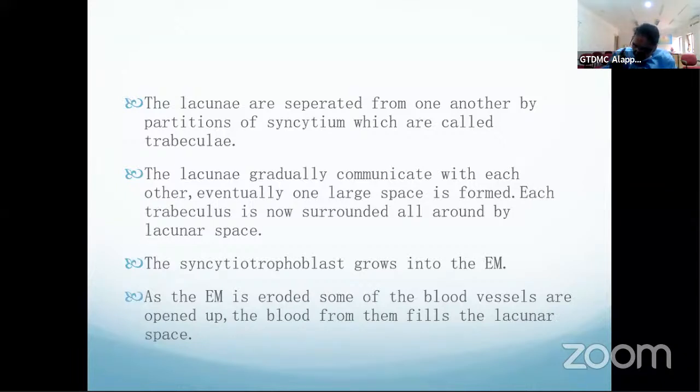So first the lacunae are formed, then they are arranged radially, then they communicate with each other and are separated by trabeculae around the lacunar space. Then the syncytial trophoblast goes into the endometrium. Some of the blood vessels come in contact with the lacunar space. That is, the maternal blood comes in contact with the lacunar space.